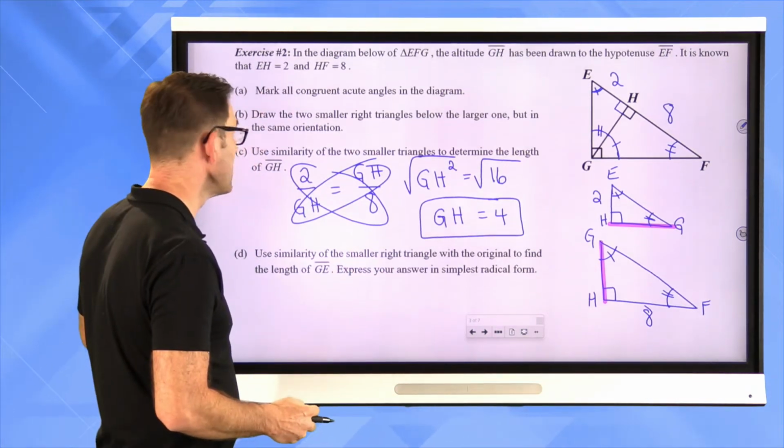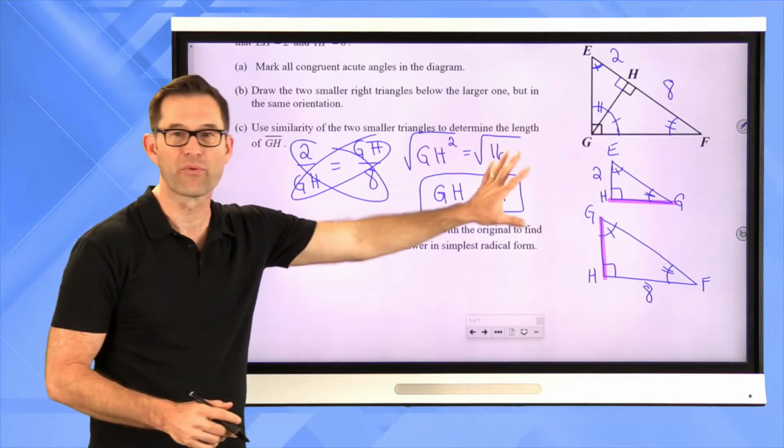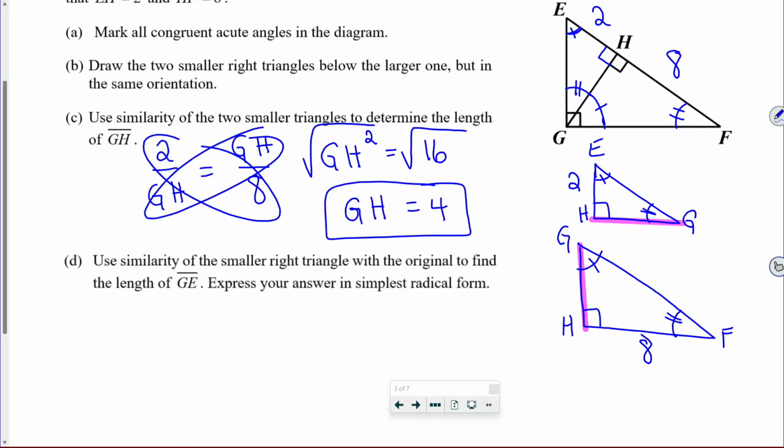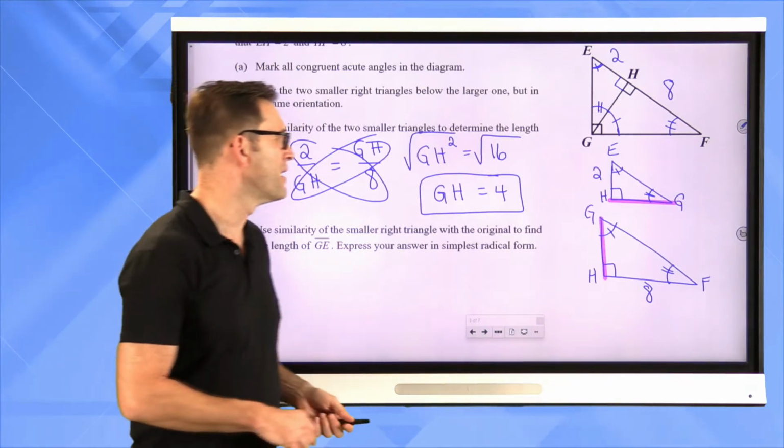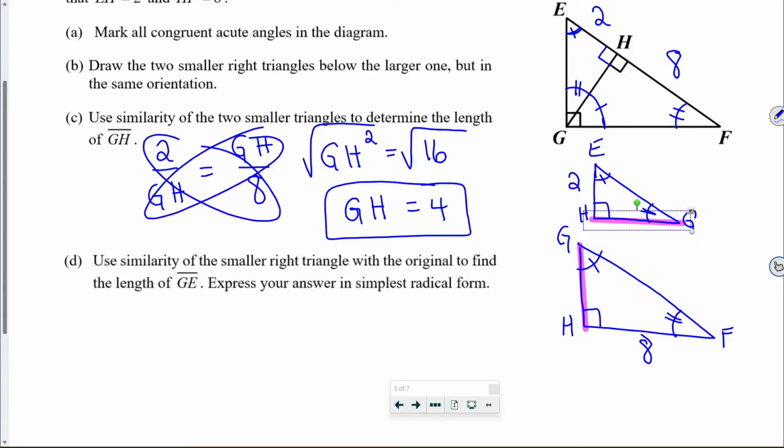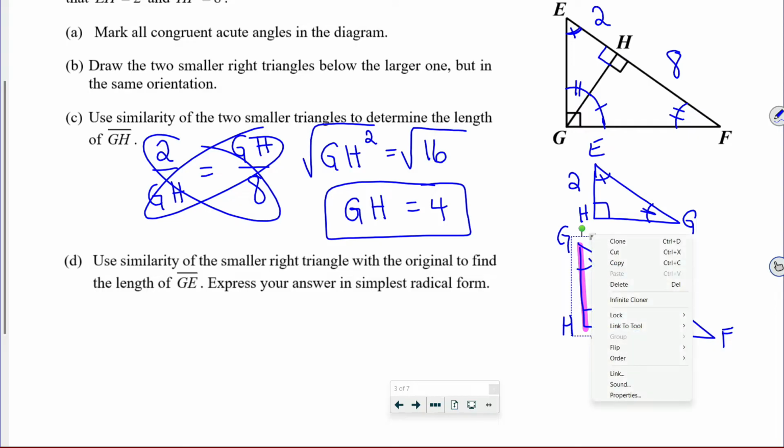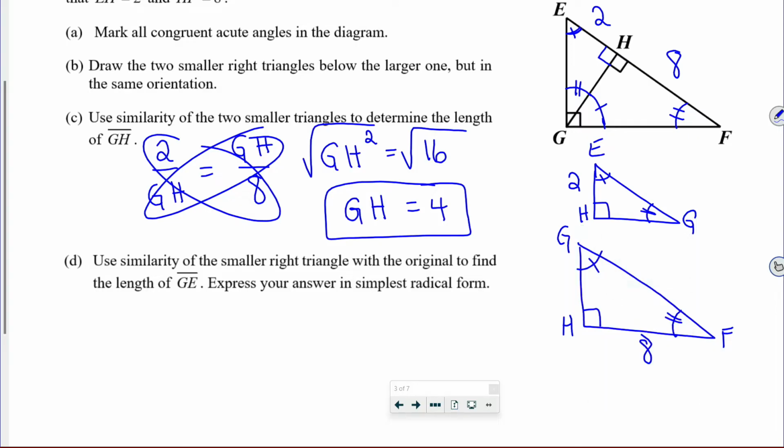Let's take a look at letter D. I want to keep all three of these things in my view. Letter D. Use similarity of the smaller right triangle with the original to find the length of GE. Express your answer in simplest radical form. All right, so here's something that's going to get messy. I'm going to see if I can get rid of this highlighting for right now so that we can go back to the original.